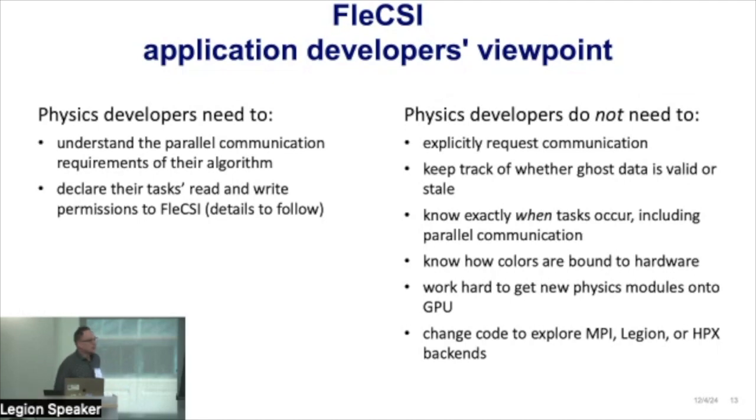And of course, if they have thread parallelism in their loops, they need to take care of that. They don't have to explicitly request communication, which is how they used to develop their codes. They don't have to keep track of their ghost data, whether it's valid or not. And it's very easy for them to move new physics onto GPUs and to move between the various backends that FleCSI provides.